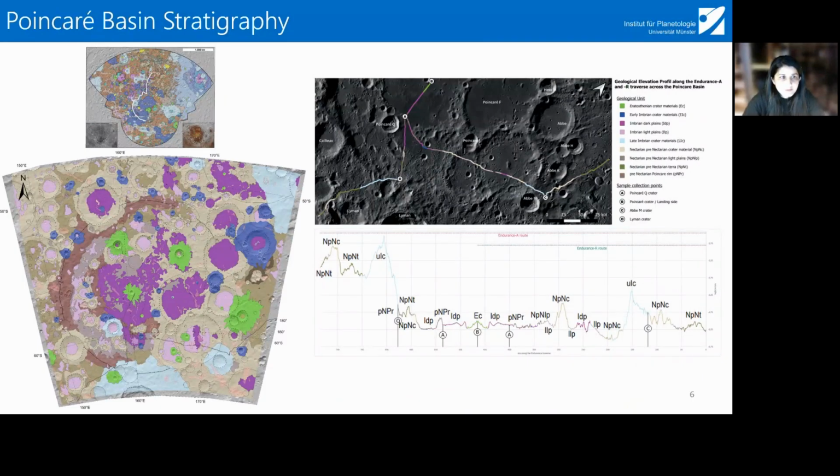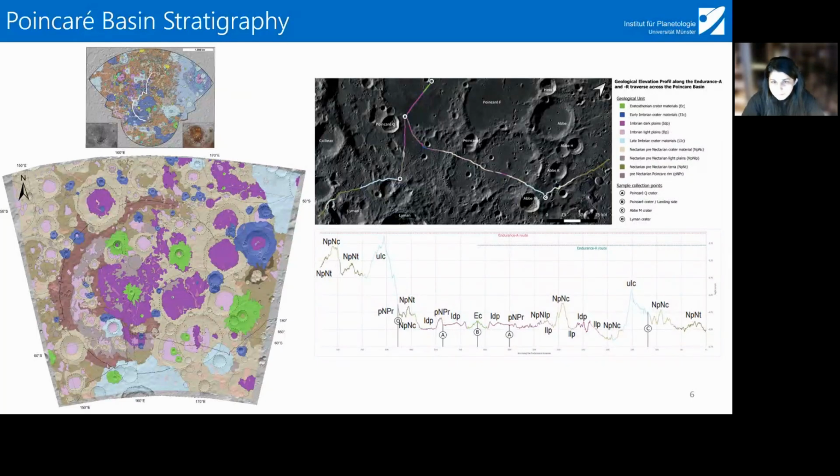So we did a simple exercise. We took the Endurance traverse that was already mentioned before, and we put the traverse and drew our cross section along it on the geological map to see which kinds of samples can be mapped during the traverse. Here we see that many of the samples will be from Nectarian, pre-Nectarian terra.